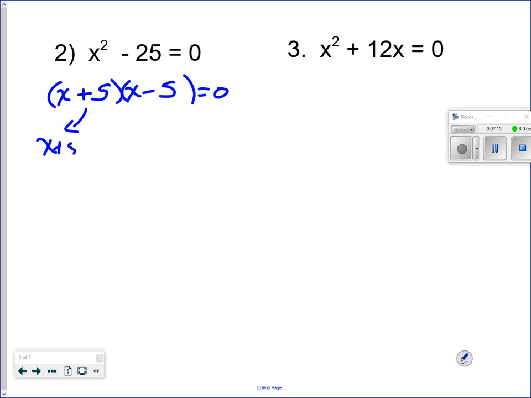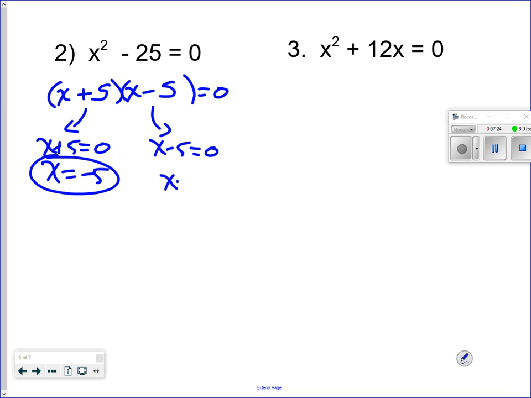X plus 5 equals 0. Subtract 5 from both sides. X minus 5 equals 0. Add 5 to both sides. 2 solutions, negative 5 and 5.